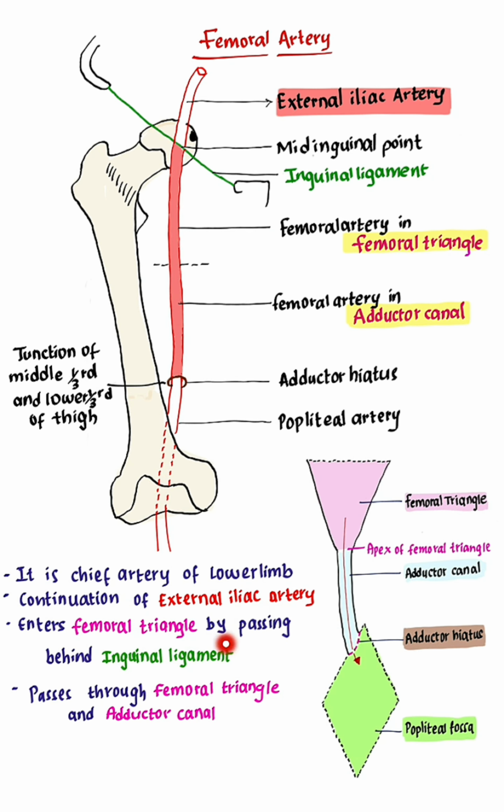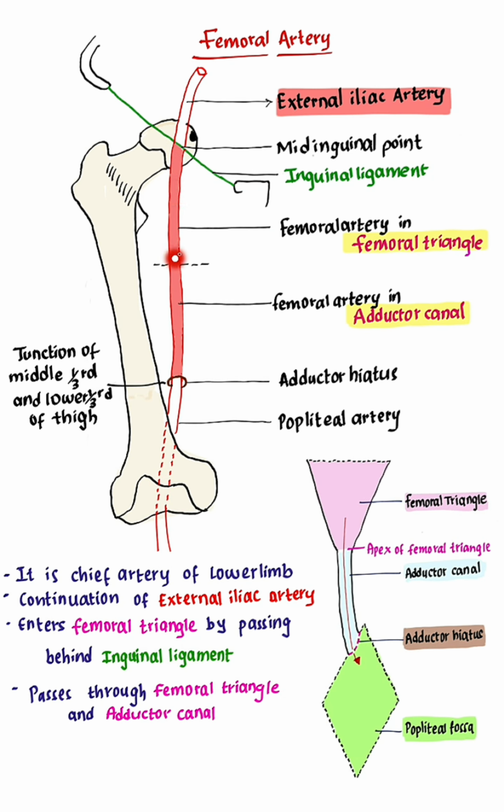Femoral artery enters the femoral triangle by passing behind inguinal ligament at mid-inguinal point. You can see the femoral artery passing behind the inguinal ligament at mid-inguinal point.